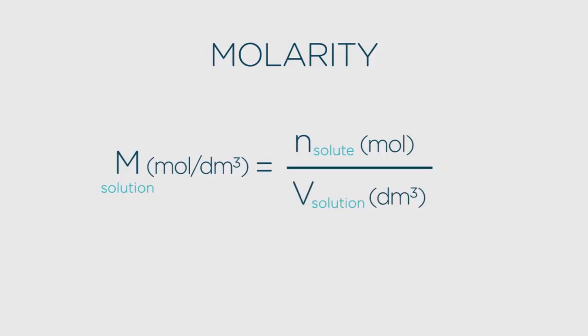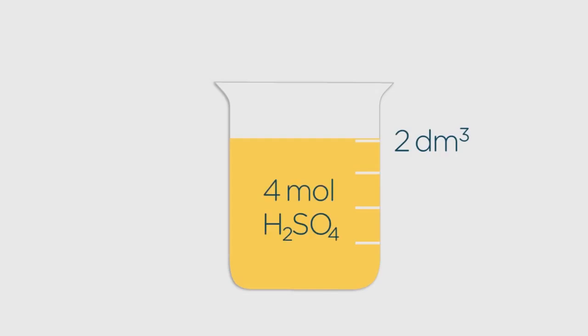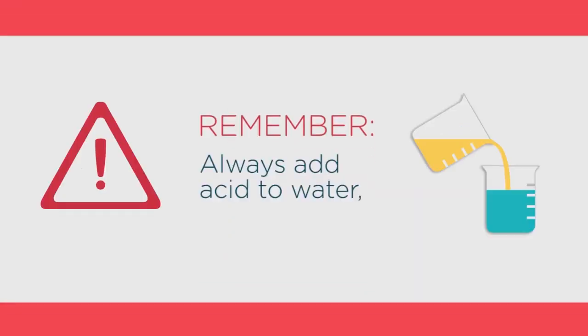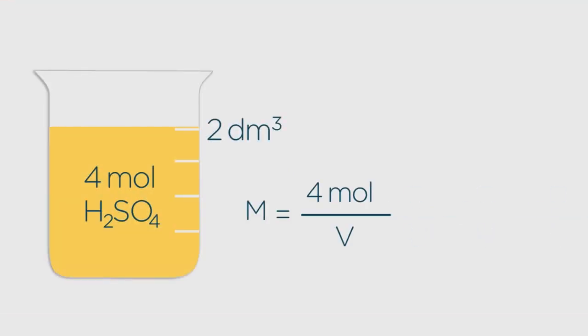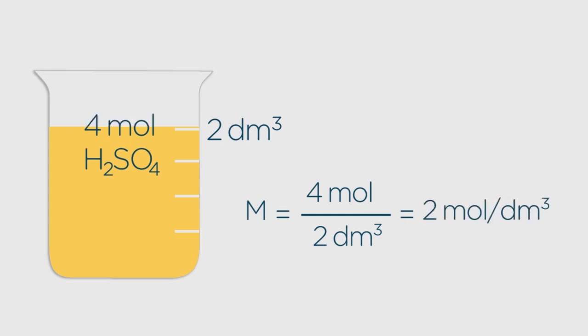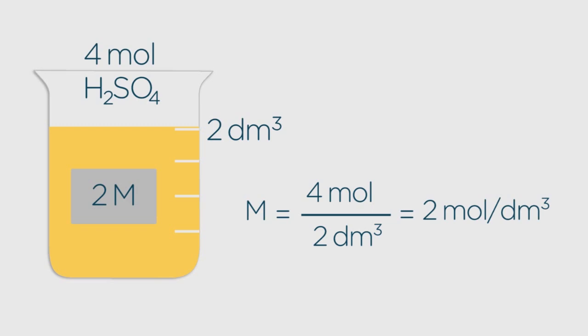In this rather large beaker, which contains 2 decimeters cubed of a solution, 4 moles of sulfuric acid have been added. 4 moles divided by 2 decimeters cubed equals 2 moles per decimeter cubed. Or you'll often hear chemists say 2 molar. Simple, isn't it? So how about this one?